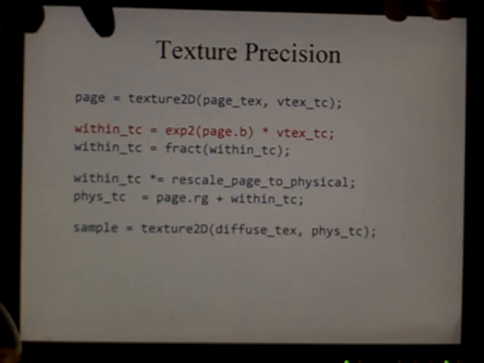Now I said I'm going to go ahead and pack some extra data into my page table. I want to be explicit about this. I have this page entry. I'm going to store the red and the green channel as the physical coordinate, and the blue channel is going to store my MIP level. So here I've replaced the exponent 2 of the MIP level with the exponent 2 of page.b, the blue channel. This code doesn't actually work as it is, because that's not the exponent I want.